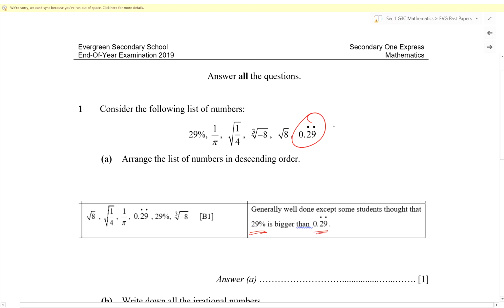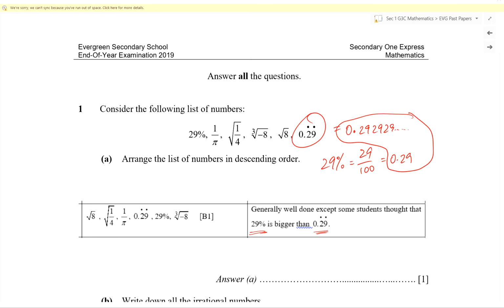Now this 0.29 recurring is the same as 0.292929, so on and so forth, right? Whereas 29%, it can be written as a number, 29 over 100, which is 0.29. Now comparing these two, quite clearly, 0.29 recurring is bigger by 0.002929292929. Okay, so that's question 1, 1 mark. Please do your self-marking and your corrections.